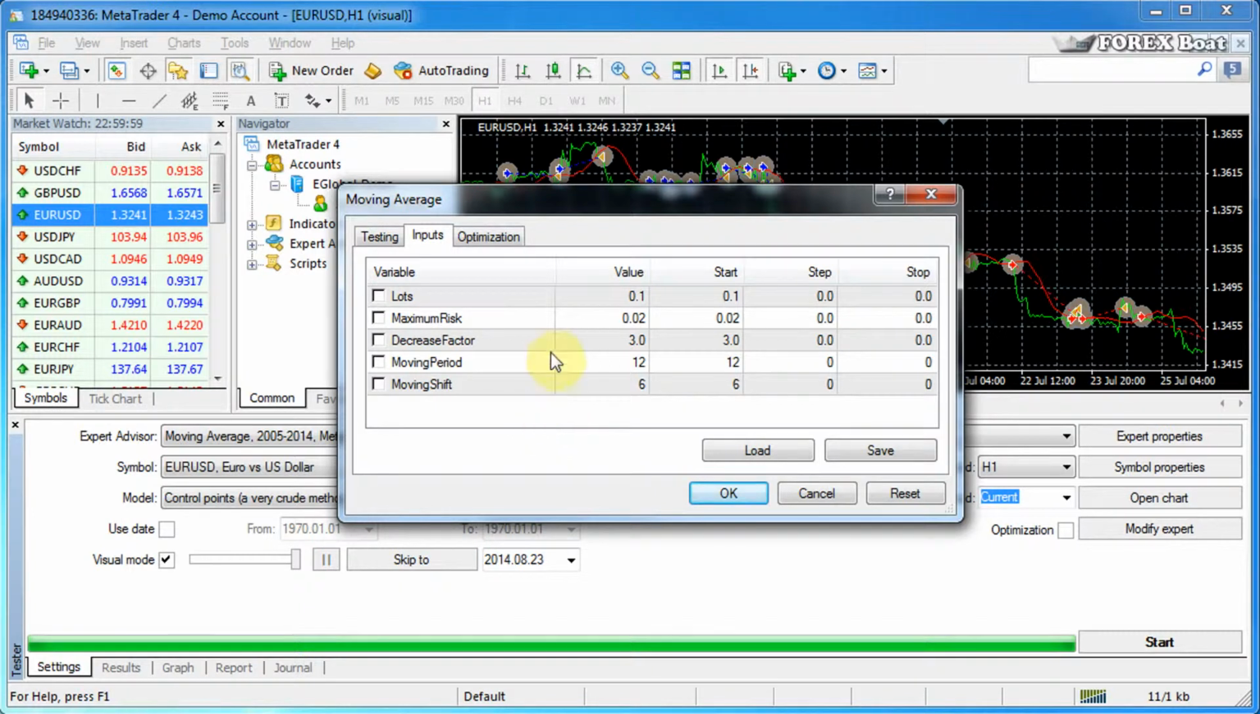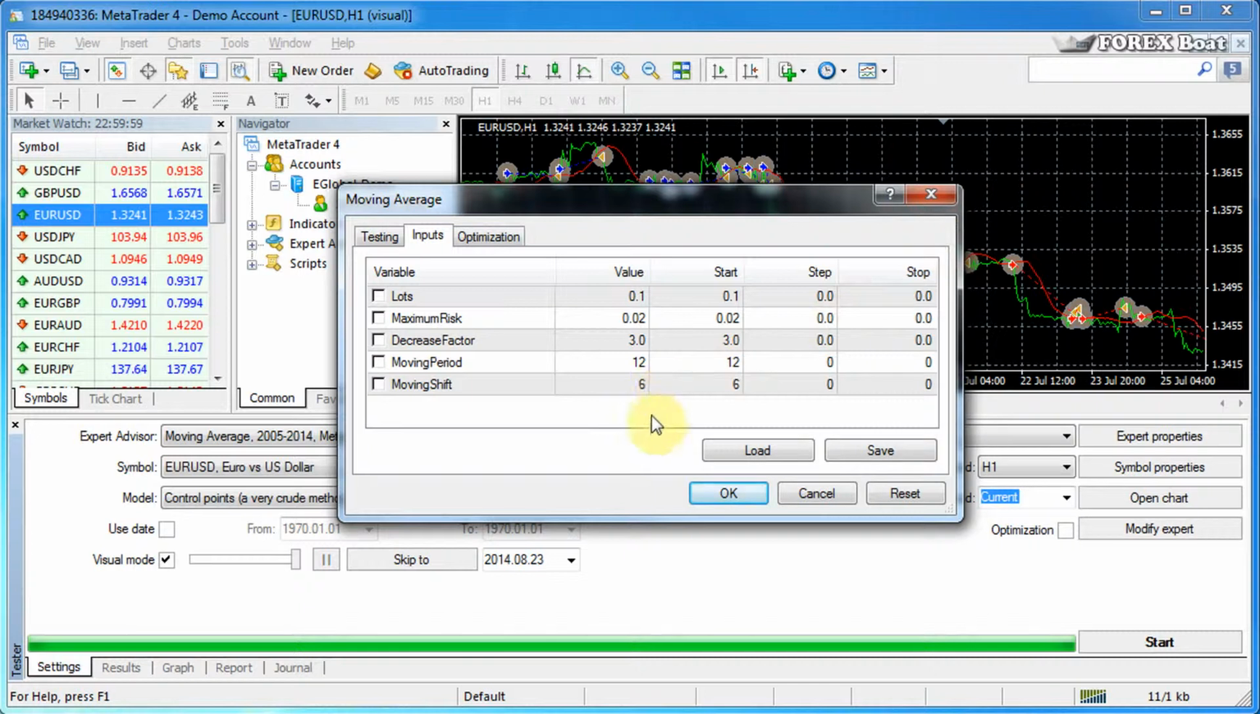And these are the same controls that you will see when you launch an expert advisor on your chart to actually trade, and therefore it matches up. So depending on the settings that you set here in your backtest, if you're happy with them, then you can set the same settings when you're trading your real account with that expert advisor.